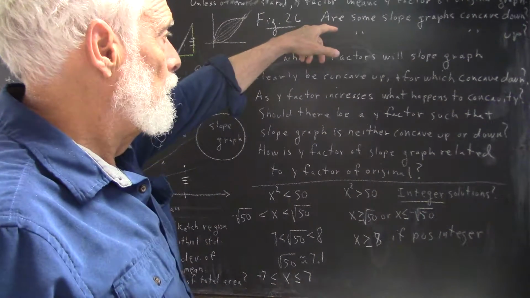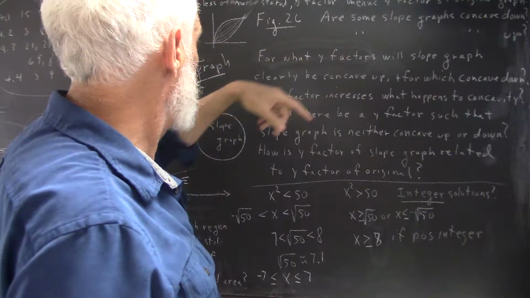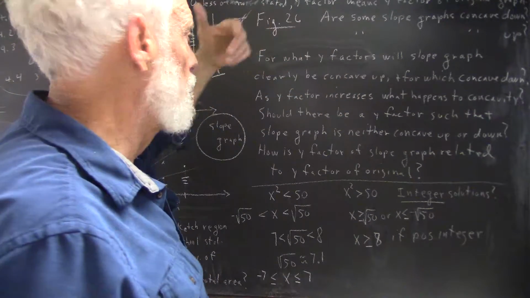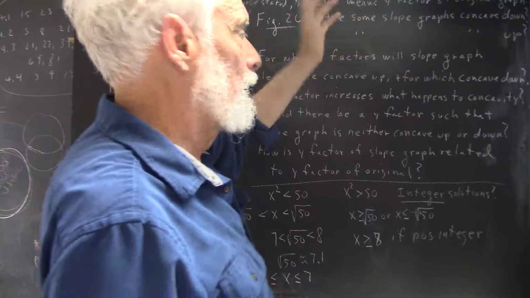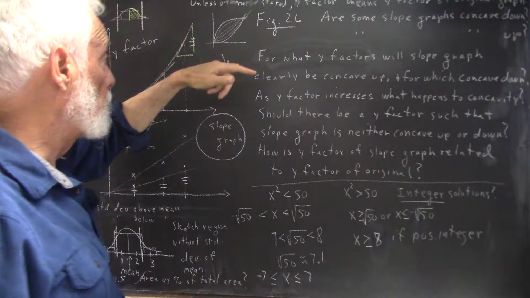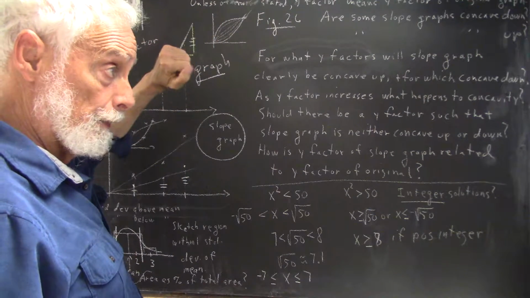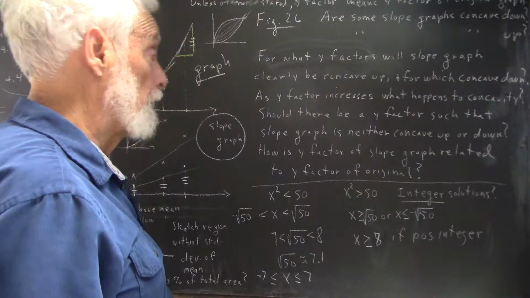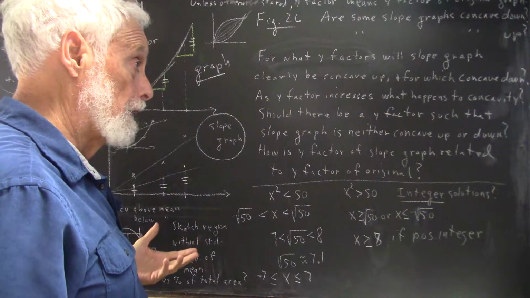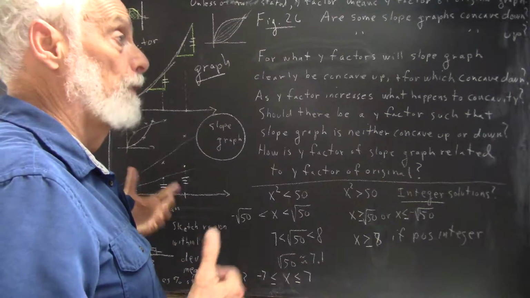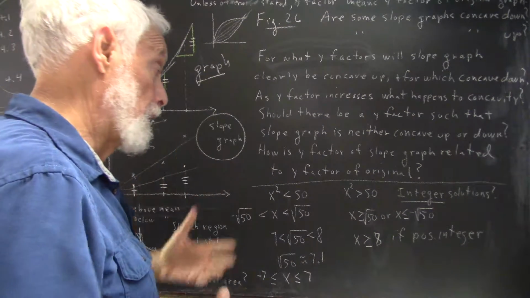One question: are some graphs concave down? Now, when we talk about this, I'm talking about some of the original, not the original graphs. Actually, I say, are some slope graphs concave down? We mean slope graphs of the original graphs, okay? So some of the slope graphs here will be concave down, some might be concave up, some might be increasing, some might be decreasing. Maybe none of them, though, are concave down. Maybe none of them are concave up.